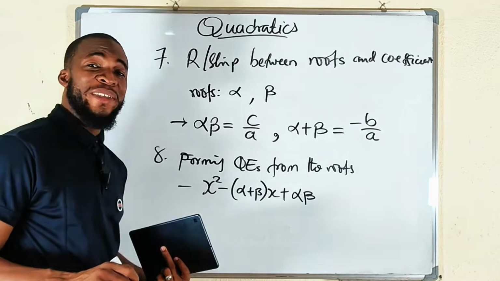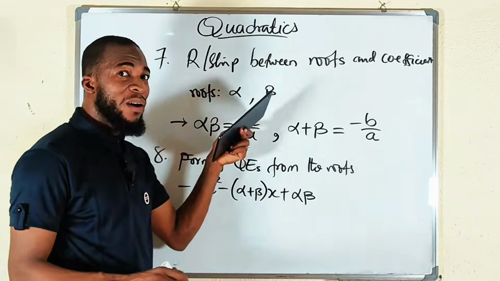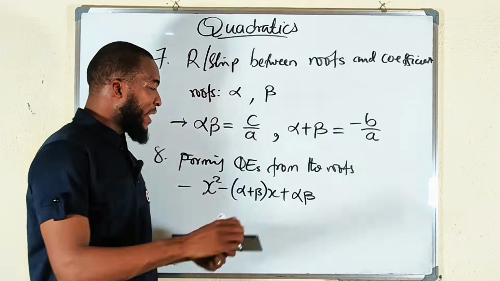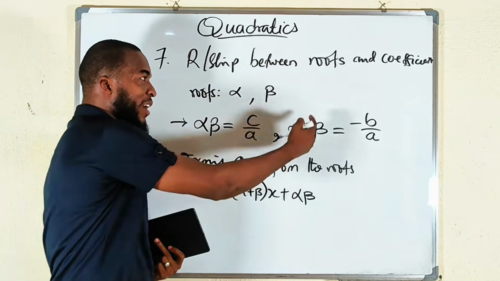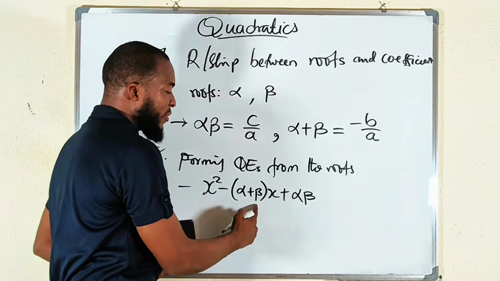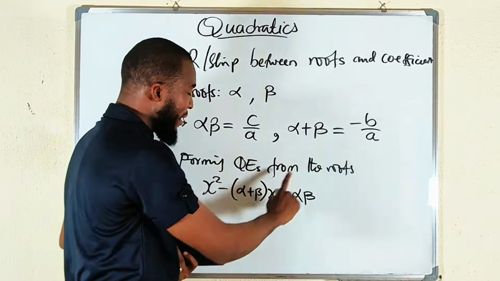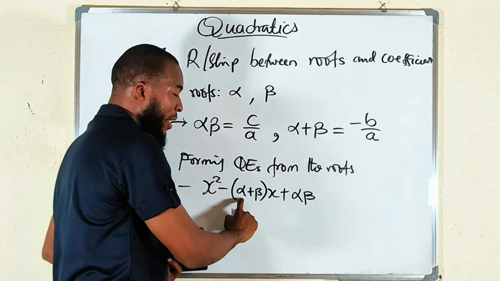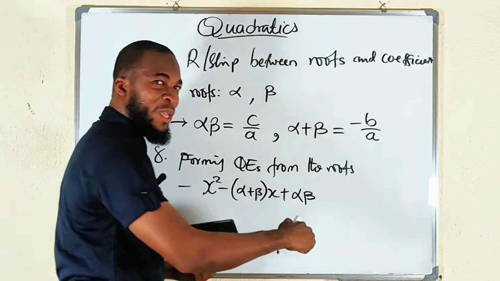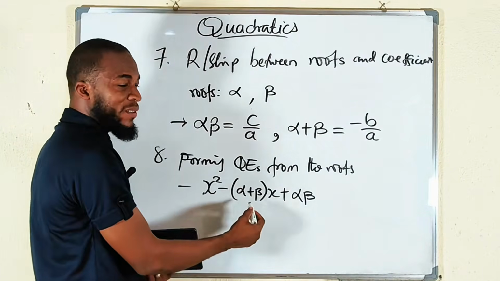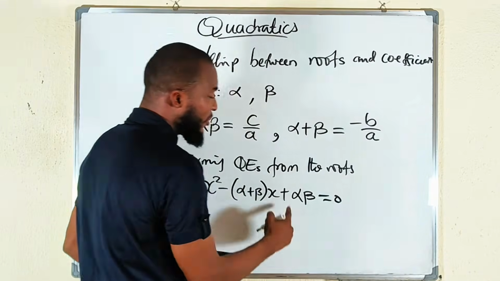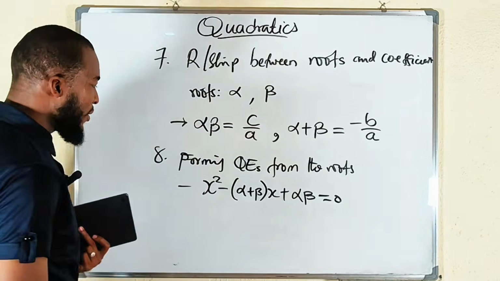So even if you are not given the roots, provided you have the quadratic equation, you can just find alpha plus beta by taking minus b divided by a, and bring it here. So either alpha plus beta or minus b divided by a, or you can even write sum of roots inside. This is equal to 0. This will give you the quadratic equation.